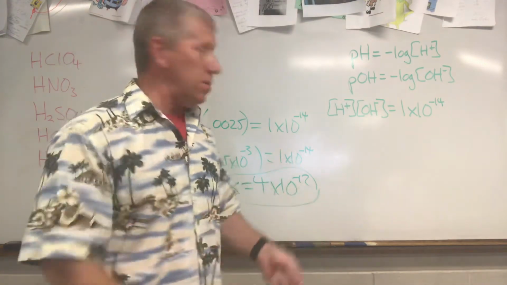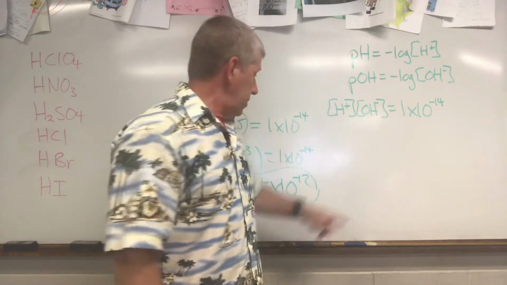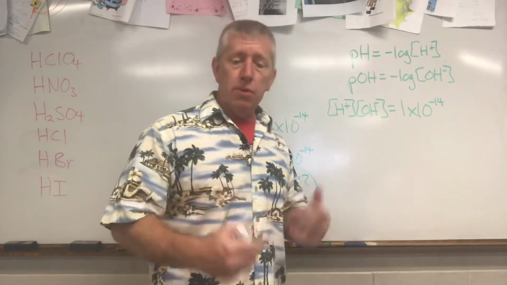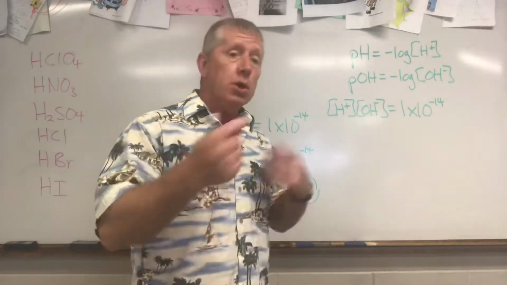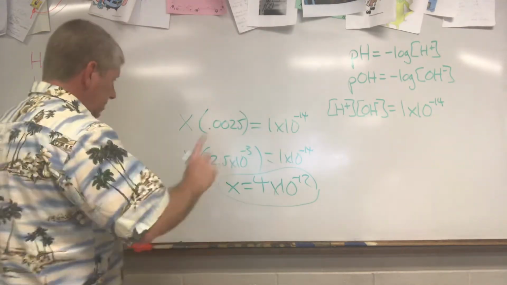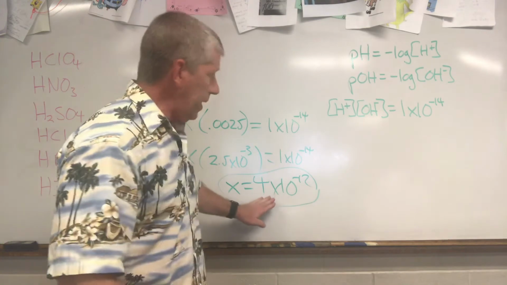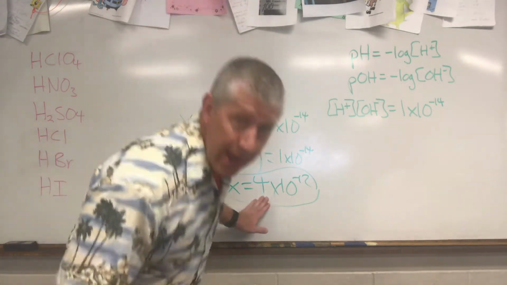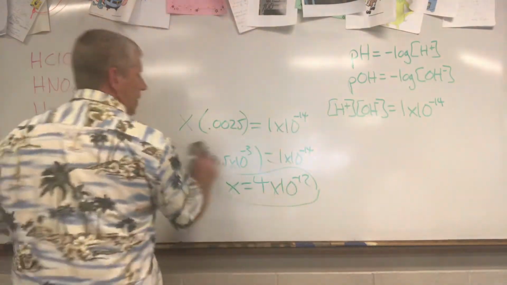Why? Because it's a basic solution. You have a lot more of the hydroxide than we do of the hydrogen. So we don't have a lot of hydrogen in there, and that makes sense. It's a basic solution. So that's the concentration. Now we could go on and figure out the pH of the solution. We won't do that because we'll do that in the next problem. That's my concentration. If I wanted to know the pH, I would take this hydrogen concentration, put it up there, and do that calculation. All right, but we'll save that.